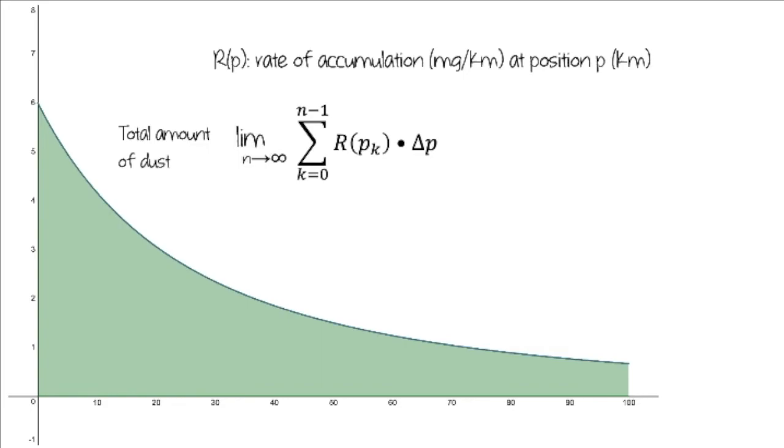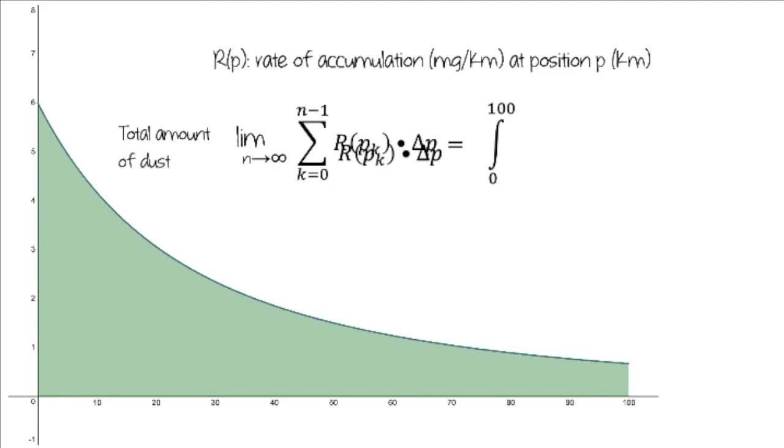There is another way to write this limit. We're letting the number of intervals in this Riemann sum go to infinity, and to show this, we turn the summation symbol into an elongated S. We write a 0 below and 100 above to show that we're adding up amounts of dust from 0 to 100 kilometers along the path.